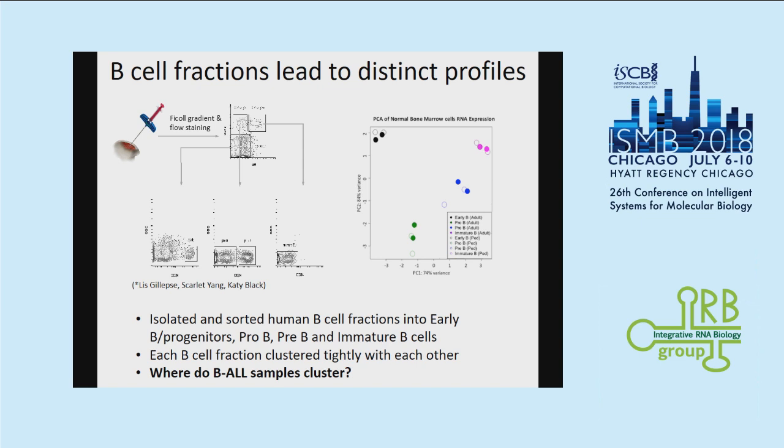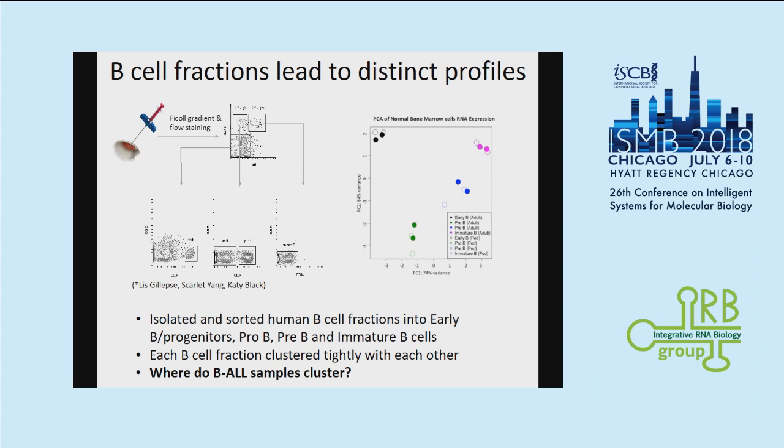And so for this, we needed appropriate controls. So we isolated and sorted human B-cell fractions into early B-cell or early progenitors, pro-B, pre-B, and immature B-cells. And this is a PCA plot of RNA-seq, and we see that they nicely cluster with their B-cell fractions.